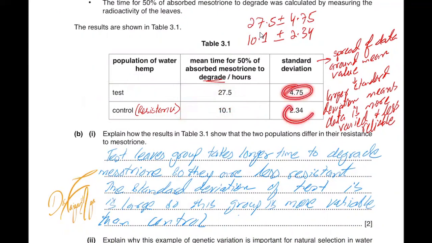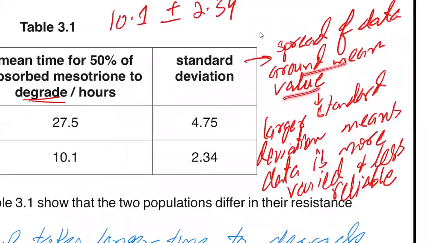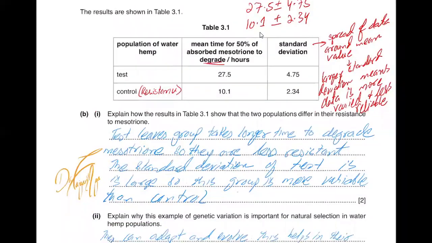The standard deviations are given to you. What's the standard deviation? You need to learn the fact that standard deviation tells you the spread of data around the mean value. If the standard deviation value is larger, it means that the data is more varied, and it is less reliable. I have covered standard deviation in detail in one of my videos, so I'm not going into details of that right now.